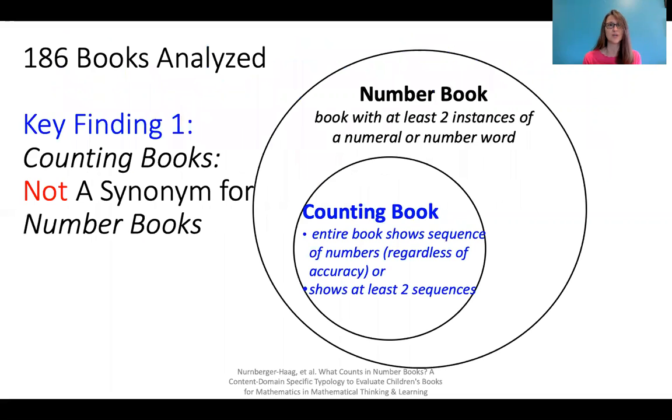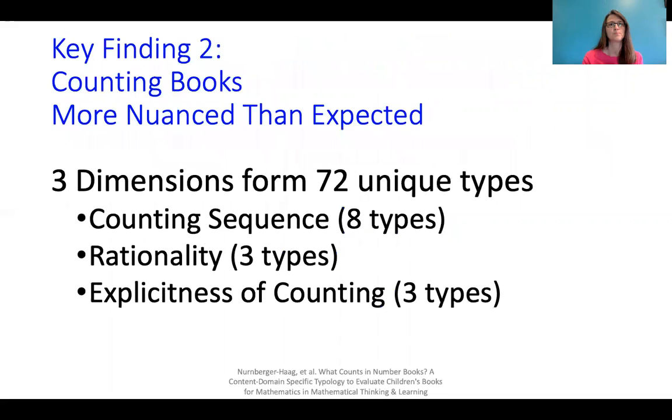So we analyzed 186 books, and a key finding was that counting books are not just a synonym for number books. Counting books, as we define them, are when the entire book shows a sequence of numbers, or there's at least two sequences of numbers. And key finding two was that counting books are more nuanced than we expected.